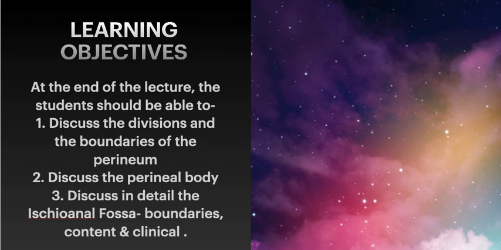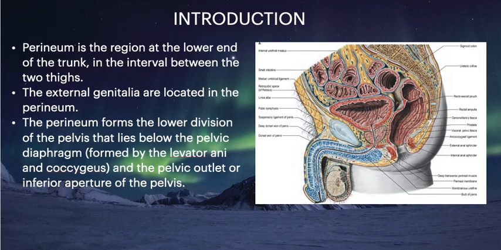Okay, so the learning objectives for today's lecture are: at the end of this lecture, the students should all be able to discuss the division and the boundaries of the perineum, discuss the perineal body, and finally discuss in detail the ischioanal fossa, the boundaries, content, and the clinical aspect.